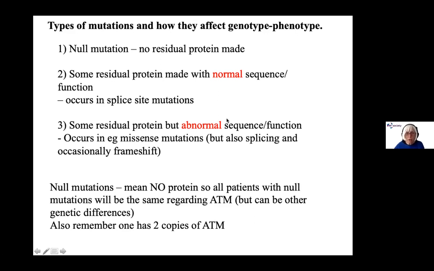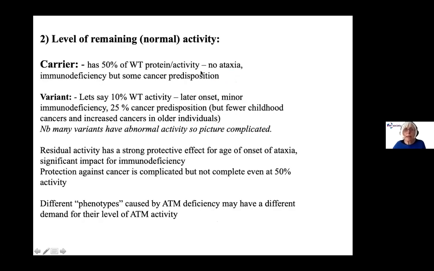Okay, so now we're going to talk about the situation where you have residual protein made with normal sequence. At the extreme, in a way, that is a carrier. A carrier has 50% of the wild type protein. Wild type just means normal, but has no ataxia, no immune deficiency, but some cancer predisposition. So although just 50% of the activity, it still gives you some cancer predisposition.